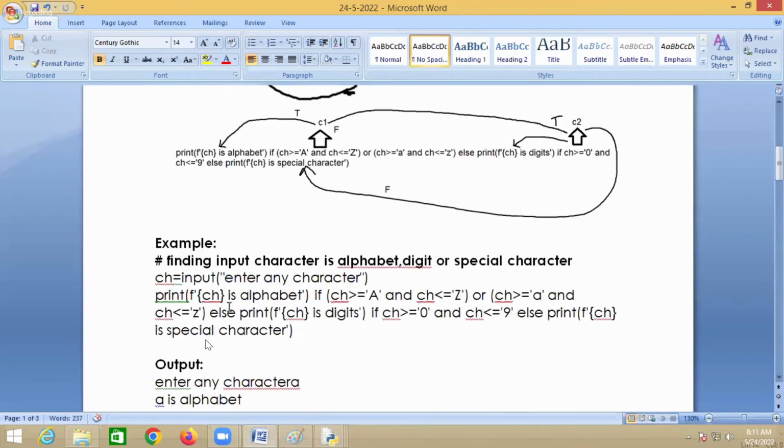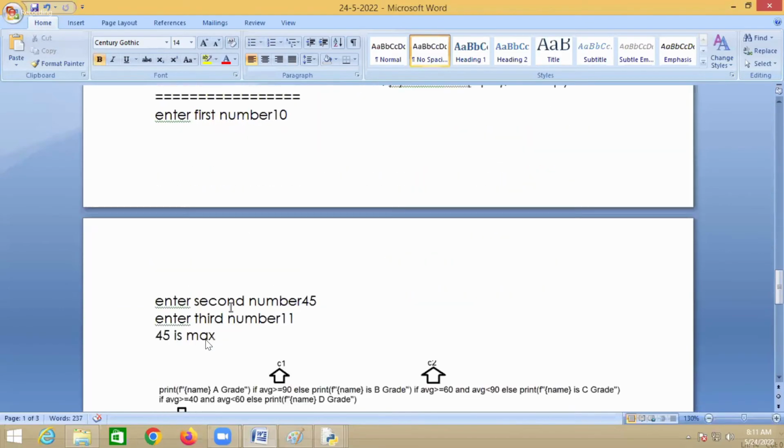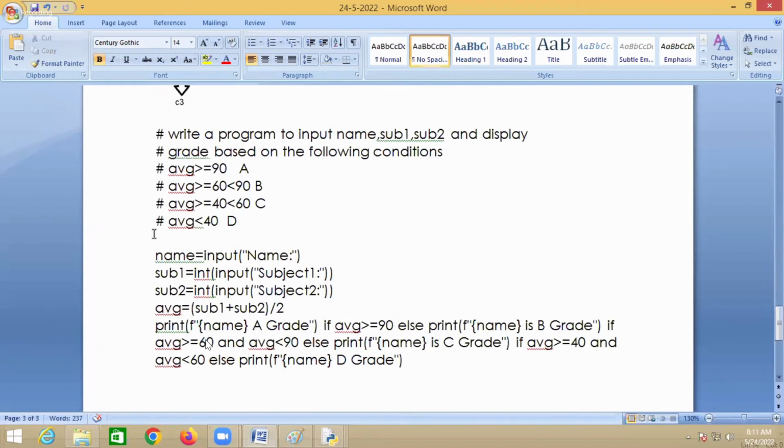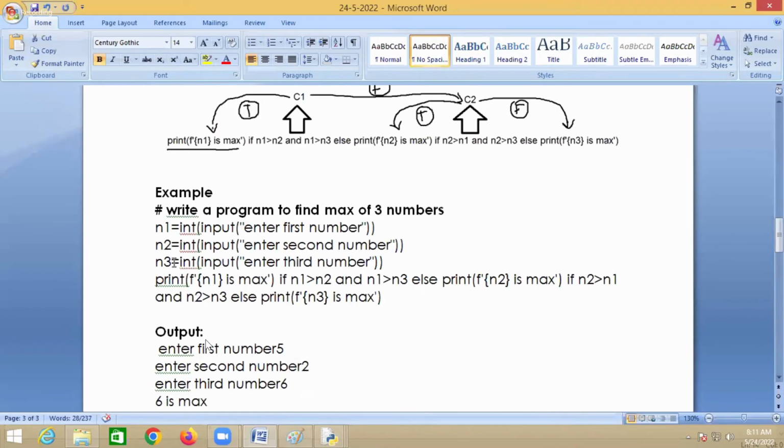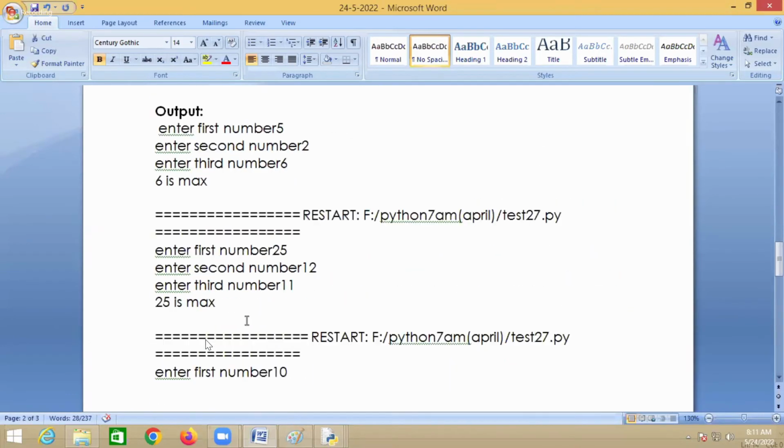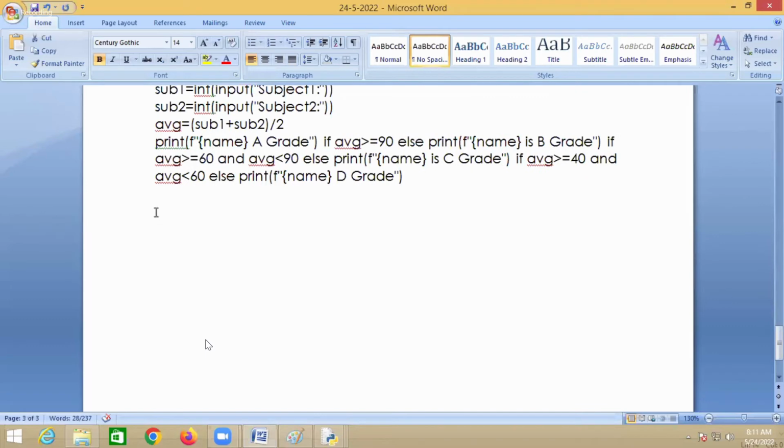Nested conditional operators. Now it is like this, right? Then after this, let us move to another category.